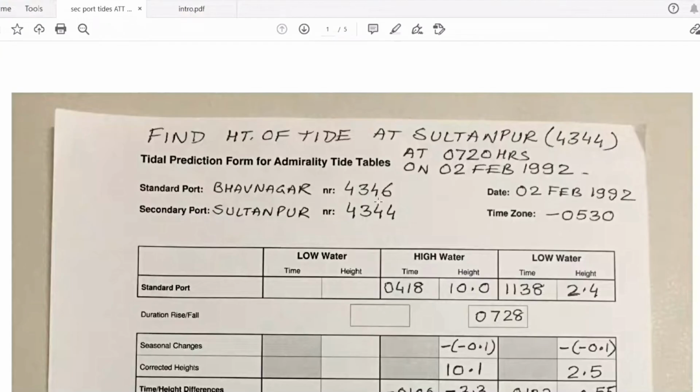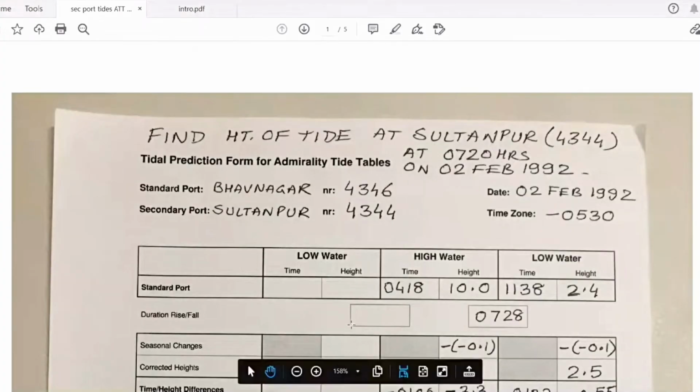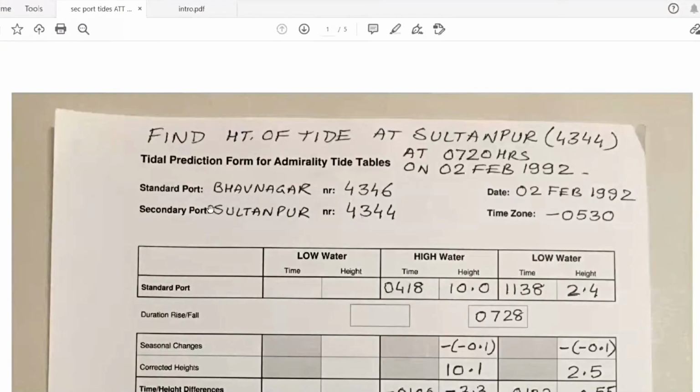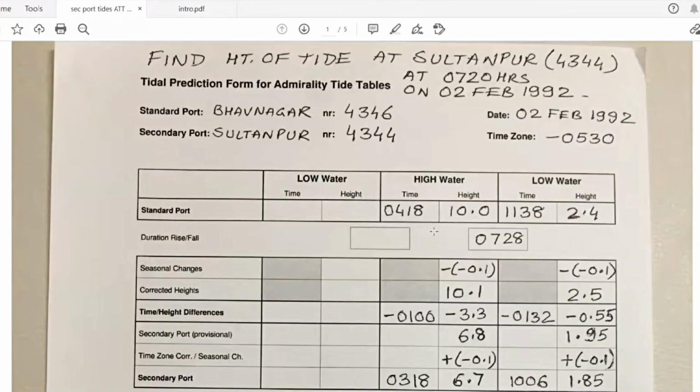So this is a form which is given in your tide tables. In the beginning of the tide table only, you will have this prediction form. So either you can fill it up there or you can fill it up on your answer sheet. So first you'll have to write standard port name and number, secondary port name and number, date. Time zone is very rarely required unless you want to calculate the time in GMT. Duration of rise or fall is the time interval between high water and low water. So how many hours and minutes between high water and low water? 7 hours, 28 minutes.